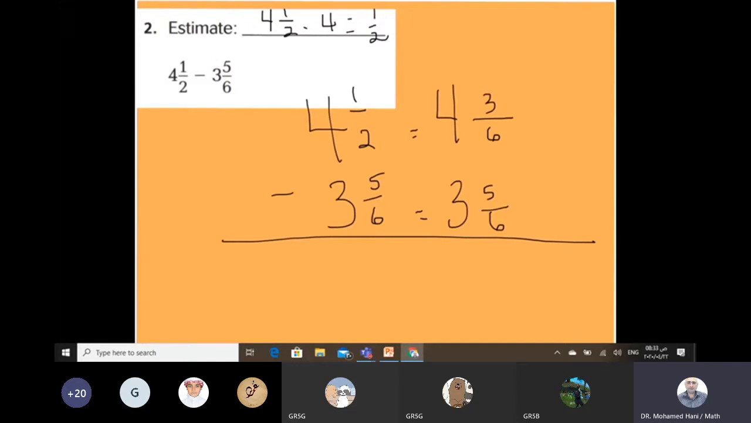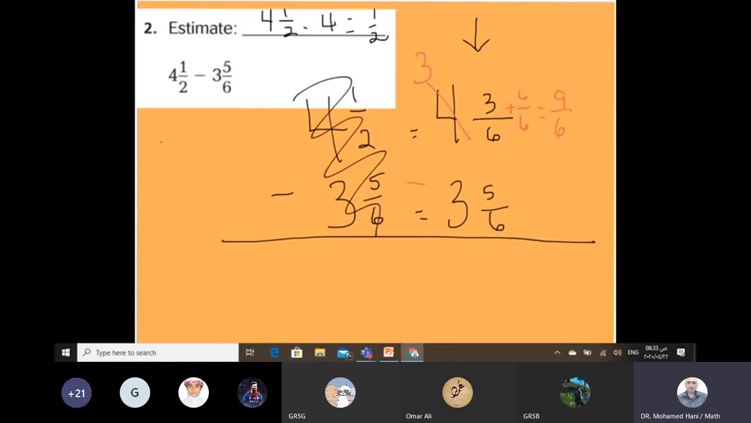So now let's focus on this part of the question, because we've already renamed it. Now we have 4 3/6 minus 3 5/6. Take away 5/6 from 3/6? I'm going to have to regroup. So I'm going to take away a whole from my 4 wholes and make that 3 wholes. Because I took away a whole, I need to make a whole, and to make a whole, I have to add 6/6. So I have 3 wholes and 9/6.